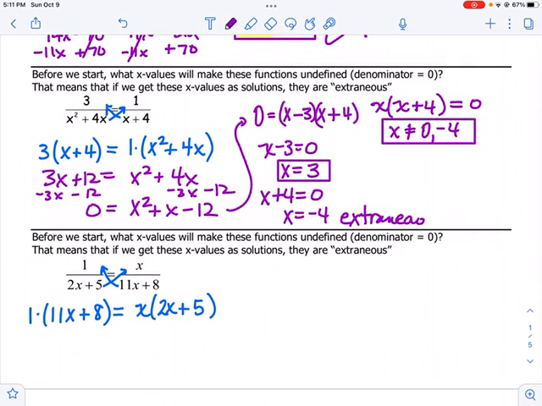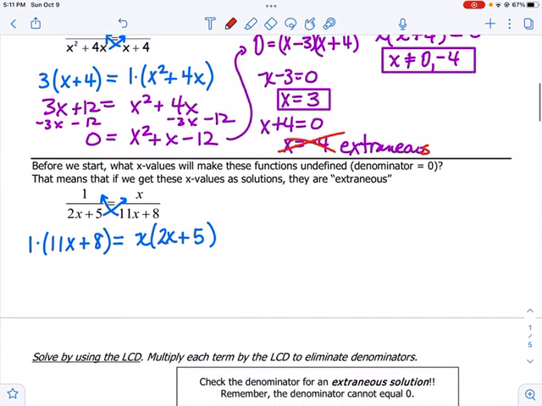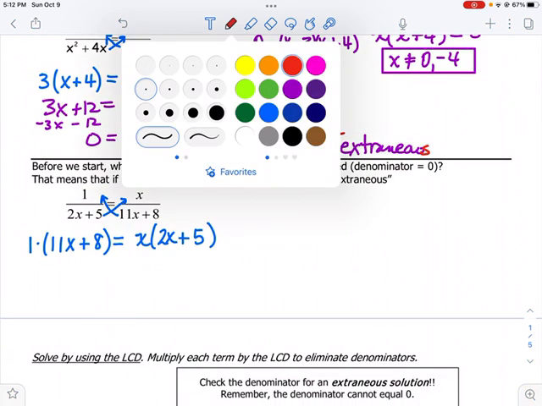Okay, so negative 4 is extraneous. Sometimes we just cross it off and say that's extraneous. All right, and the next one, we can also do that by cross multiplying.